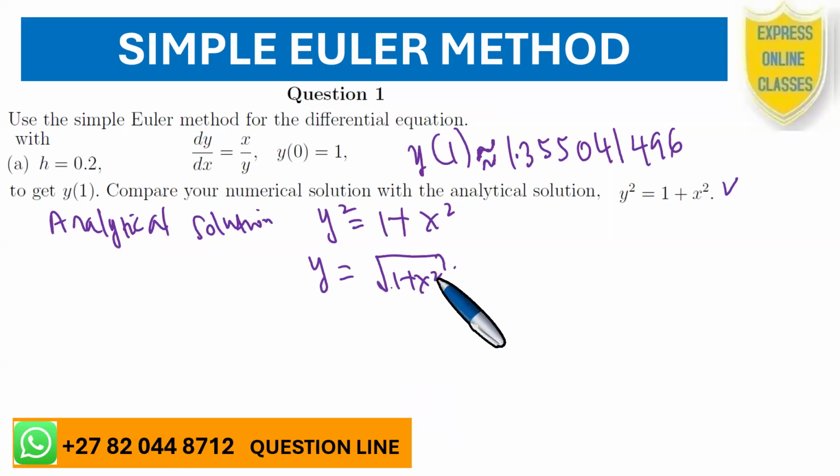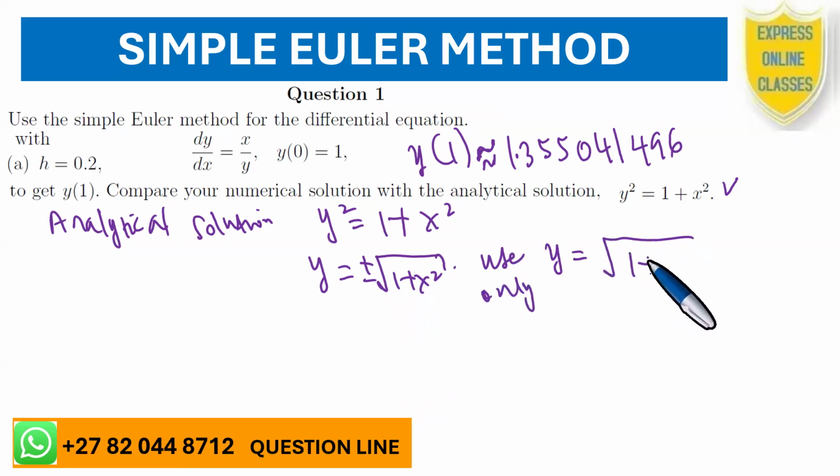Okay, why do we use a plus sign here? Because somebody will be like, okay, there are two solutions, but we're only going to use y equals the plus square root. Why only the plus square root? We're only using the plus square root because what we are seeing here is clearly that y at 0 is a positive number.